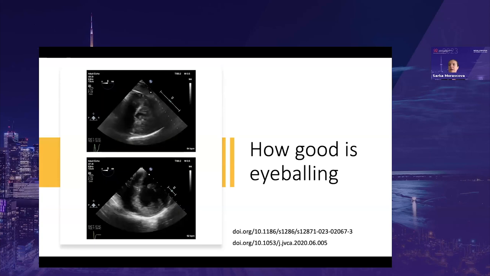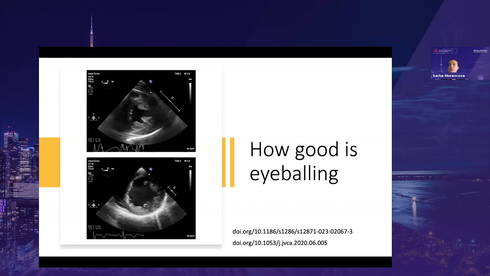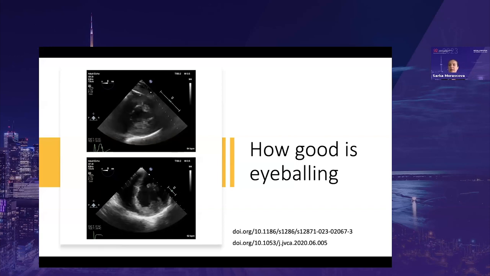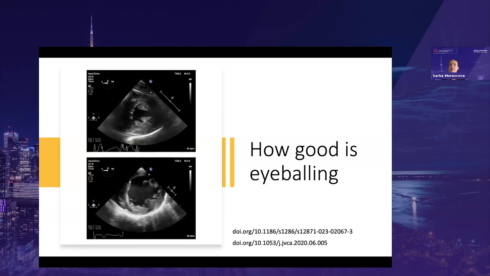During an operative procedure, it's common not to have time to perform complex calculations and measurements, and therefore eyeballing assessment by an experienced echocardiographer is essential. There are several papers which showed a good correlation between eyeballing and quantitative measurements, though it is not recommended as a sole method of evaluation of the left ventricle.